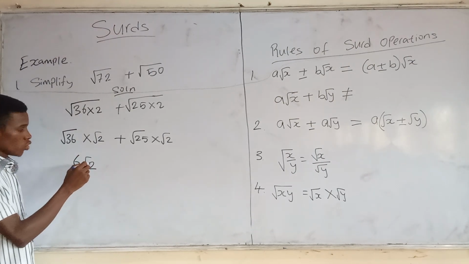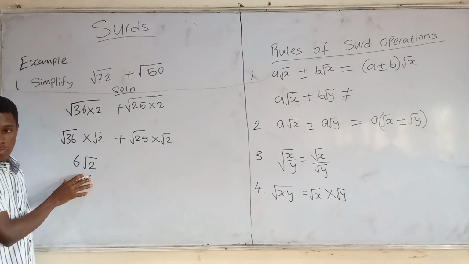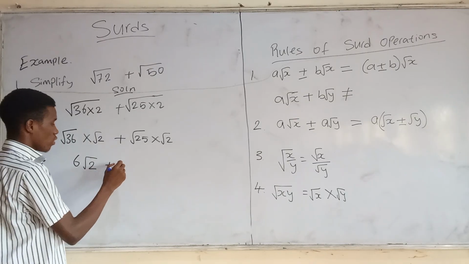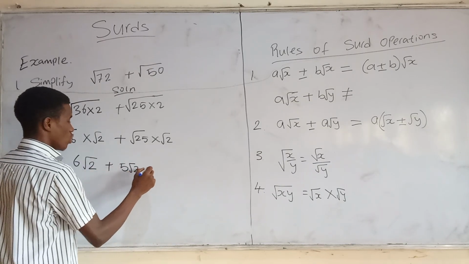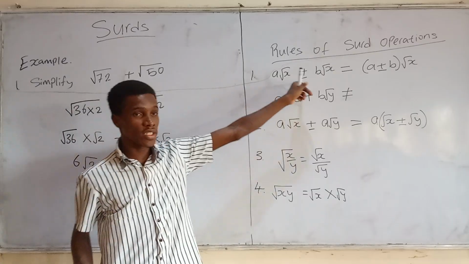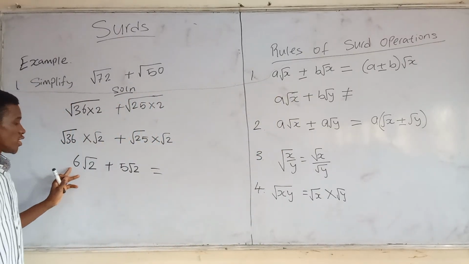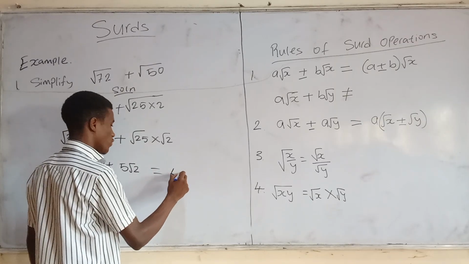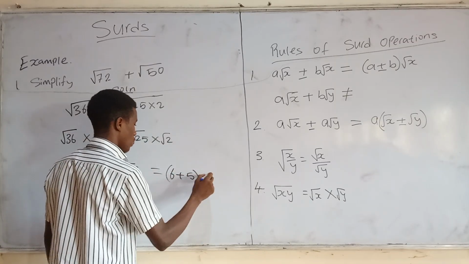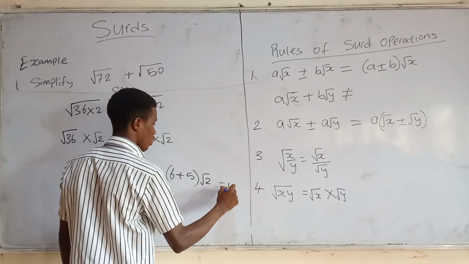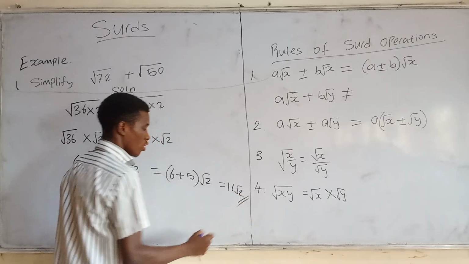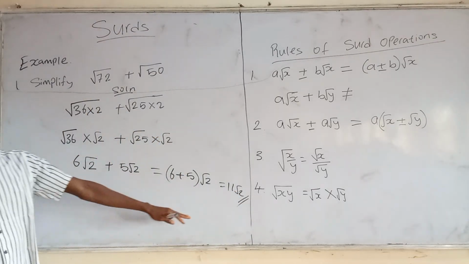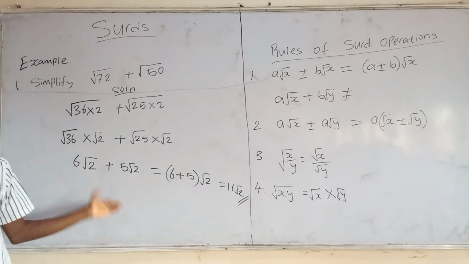6 root 2. So I've written this surd in a simple form this way, plus 5 surd 2. So now using this rule here, what does it say? This will be 6 plus 5, right? So having 6 plus 5 root 2, which is what? 11 root 2. So we have simplified this into this form. So this is just how to simplify surd.